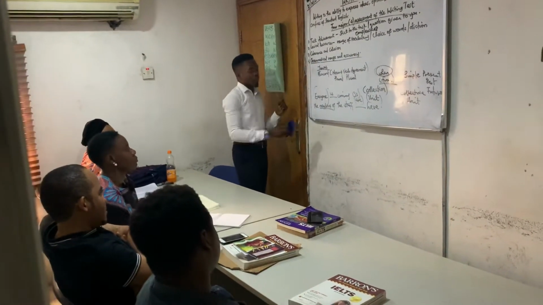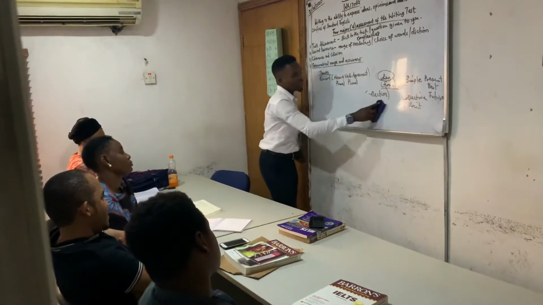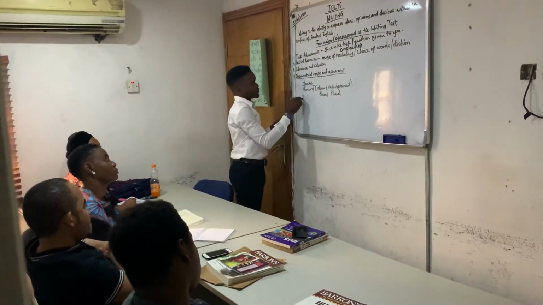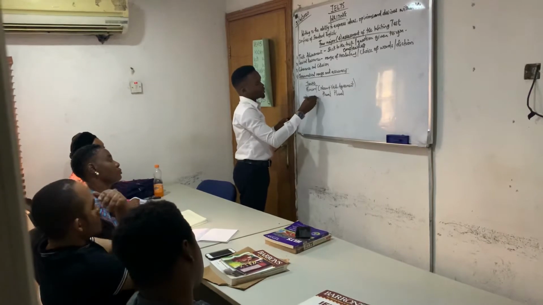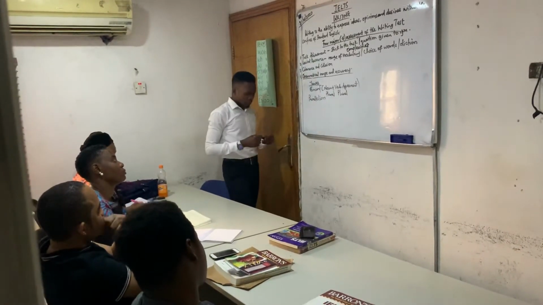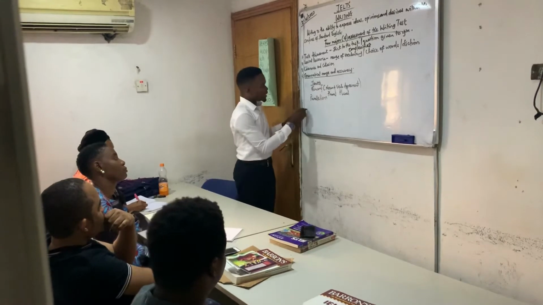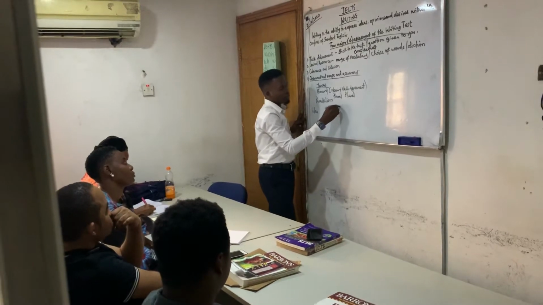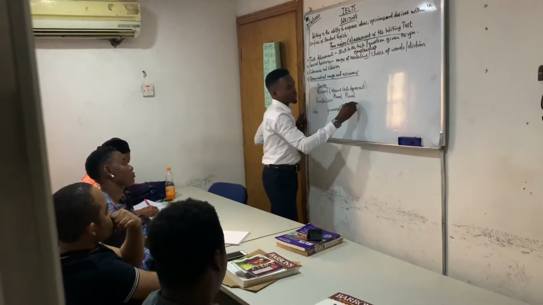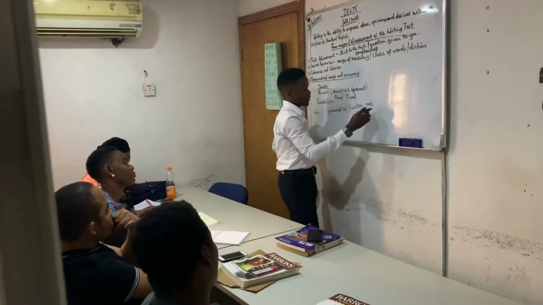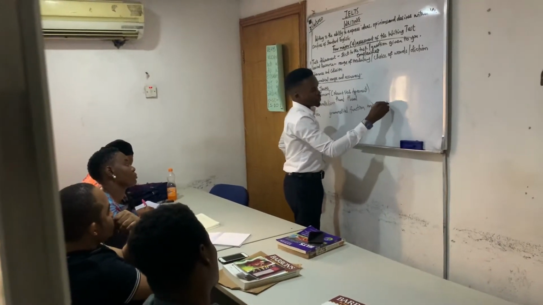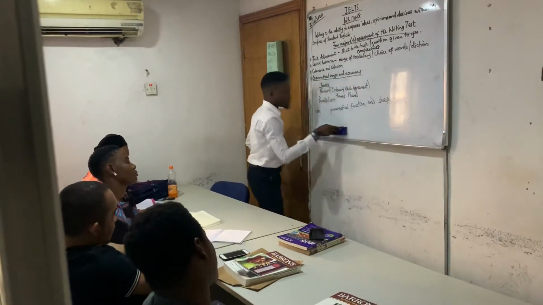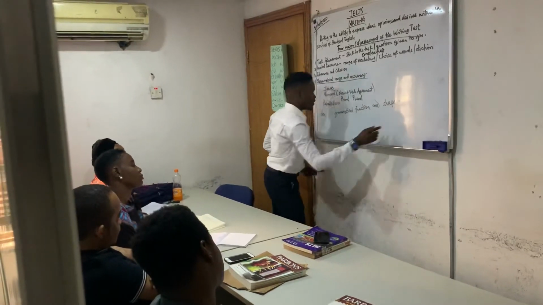Okay, another thing we look at under grammatical range and accuracy is parallelism. Now, what do we mean by parallelism? In a sentence, ideas in a sentence must have the same grammatical function and shape. What do I mean? For instance, if I am talking about two things, let me give you an example.